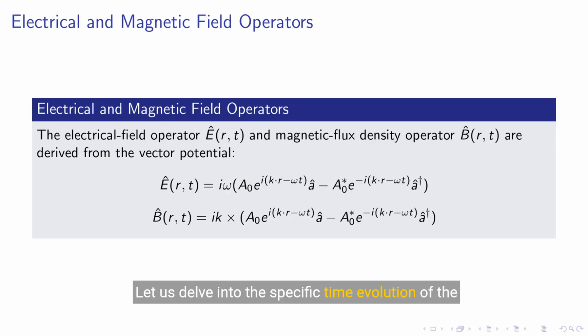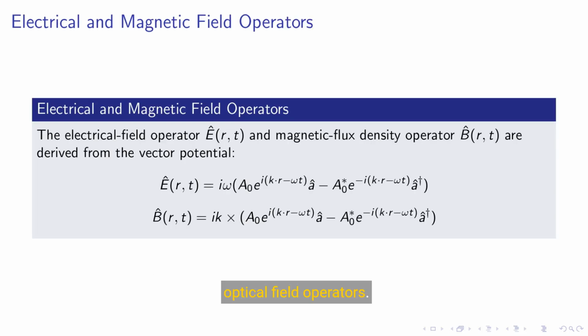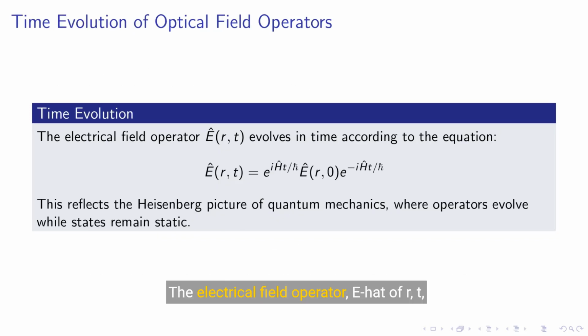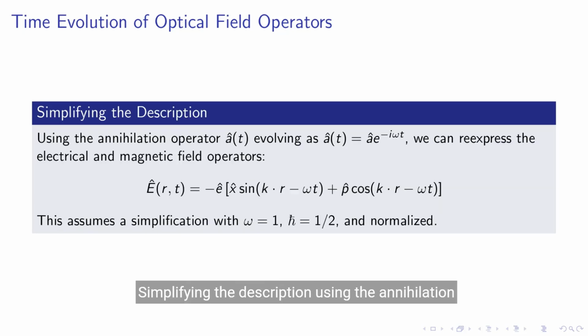Let us delve into the specific time evolution of the optical field operators. The electrical field operator E hat of r, t evolves as the exponential of i times H hat times t over h bar times E hat of r, 0 times the exponential of negative i times H hat times t over h bar. Simplifying the description using the annihilation operator a hat of t, which evolves as a hat times the exponential of negative i omega t, we can express the electrical and magnetic field operators: E hat of r, t becomes negative E times the sum of x hat times sine of (k dot r minus omega t) plus p hat times cosine of (k dot r minus omega t).